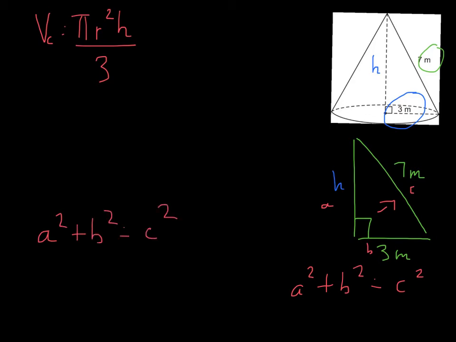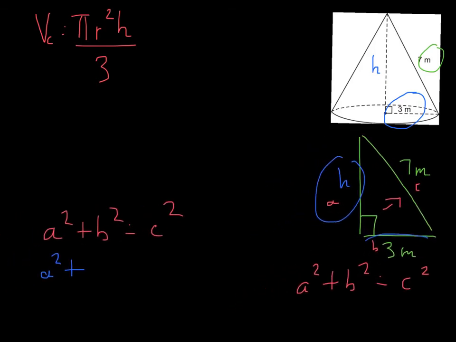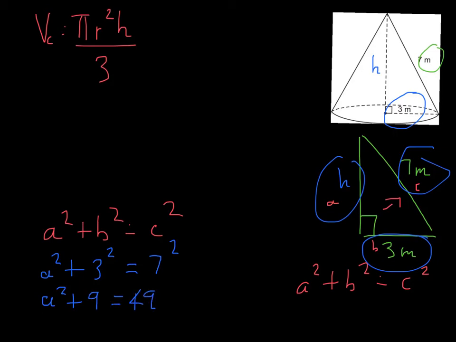So in this case, a we do not have, so a squared. We do have b, which is 3 squared. And that's going to be equal to c squared, 7 squared. So a squared plus 3 squared, which is 9, is going to be equal to 49.